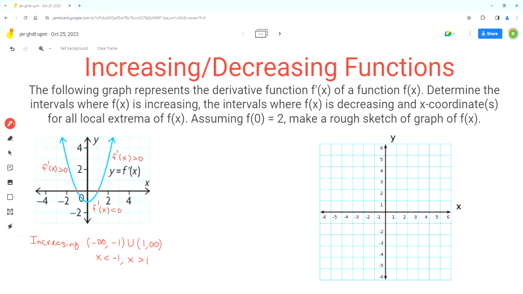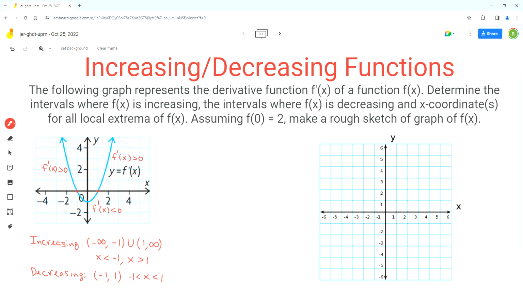Now we can write the intervals in which the function is decreasing. The interval in which this function is decreasing is the one in which f prime of x is less than 0, and that's between -1 and 1. We can write that in interval notation as -1 to 1, and in inequality notation, as x is greater than -1 and less than 1.